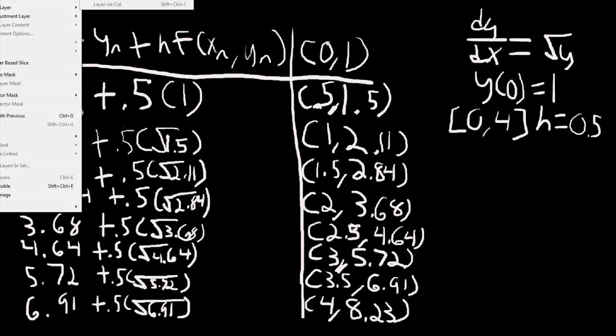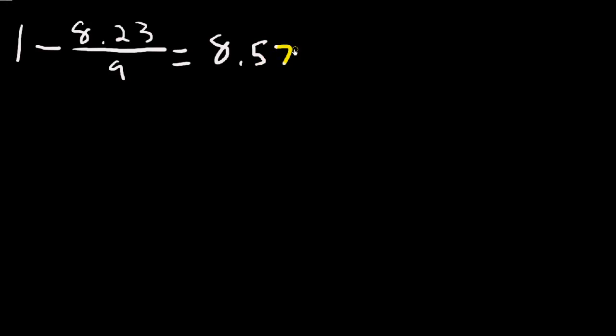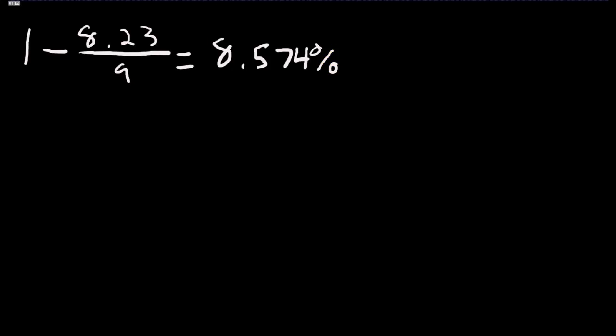So something that we'll do for this one that we didn't do before is percent error. To calculate percent error, all you have to do is 1 minus the answer that we got, 8.23, over the actual answer. And this will come out to be about 8.573 percent. I think I just did that in my head, so not sure. I think it's right though. So yeah.